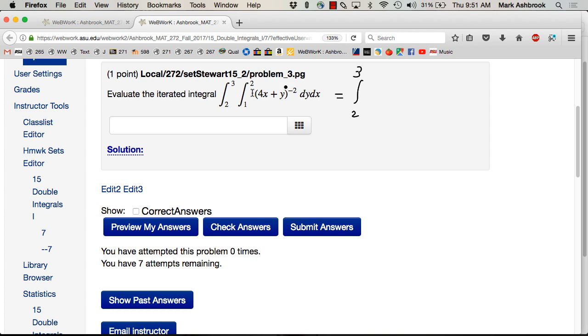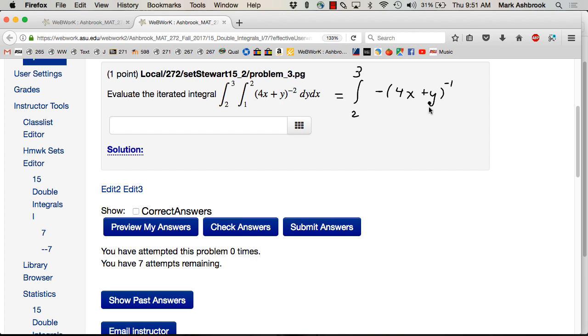So this whole thing is to the minus 2, something plus y. The antiderivative will be 4x plus y to the minus 1. And do we need any factors out here to clean up any mess? Just negative 1 for the exponent, right?